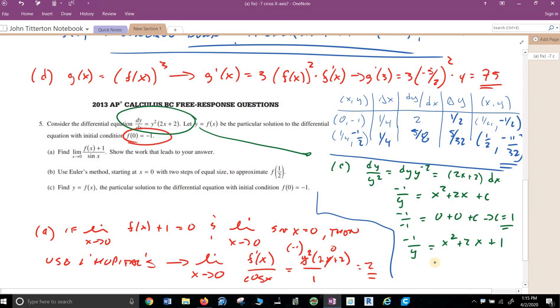Move the y up, move the whole thing down, you will get y equals negative 1 over x squared plus 2x plus 1. You can stop there, or you can keep going and get x plus 1 squared. Either way, hope that helps. That's a lot of math. This is why you got to do a lot of problems. It's confusing stuff. A lot of you are really busting your tails. I'm very impressed. Keep at it.